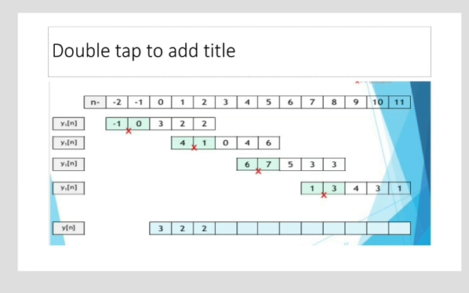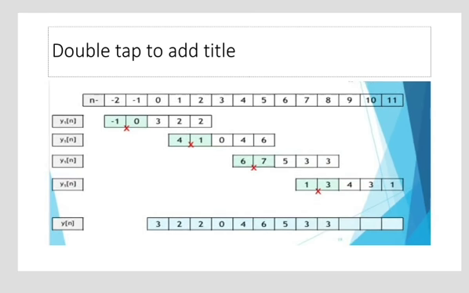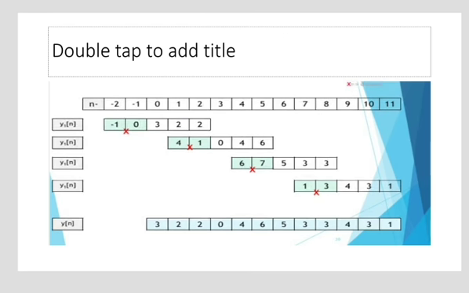Now we discard the first two values from y1, y2, y3 and y4. So we get the final output y(n) as the next three values, 3, 2, 2, next is 0, 4, 6, where the previous two values, that is 4 and 1, are discarded. Now the next is 5, 3, 3, where 6, 7 are discarded, and next is 4, 3, 1, where 1 and 3 are discarded. So the final output y(n) is 3, 2, 2, 0, 4, 6, 5, 3, 3, 4, 3, 1.